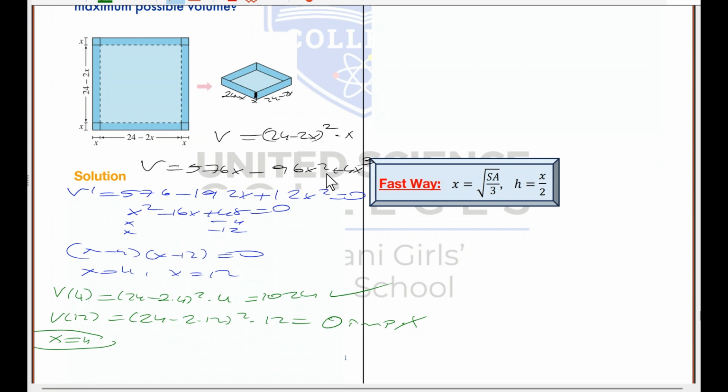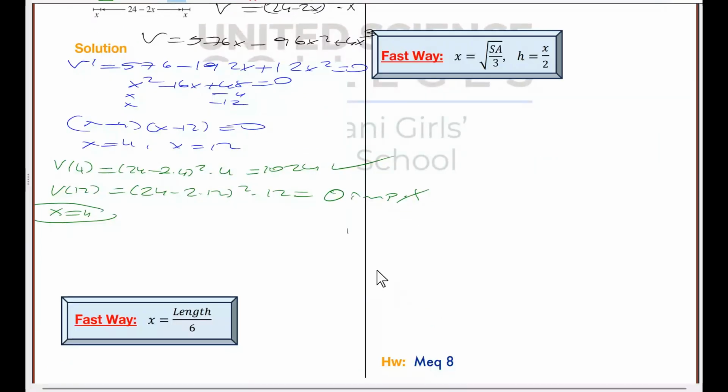Okay, open box questions are, I think, easy because there is only one variable in the equation, so no need to write one variable in terms of the other. Taking the derivative and solving, the steps are pretty simple for this type of question. And there's of course a fast way. According to the fast way, x, what is asked in the question, will be equal to the length divided by 6. The length given in this question is 24. 24 divided by 6 is 4. You get the answer. The fast way is also easy for this type of question.